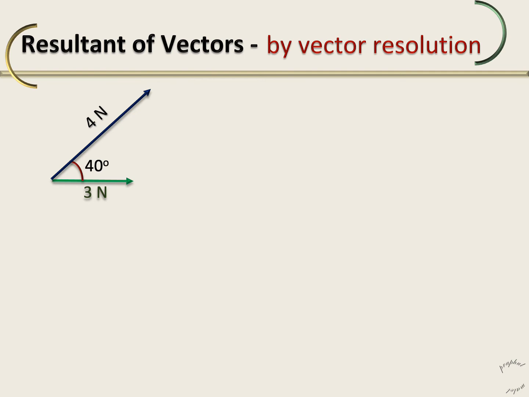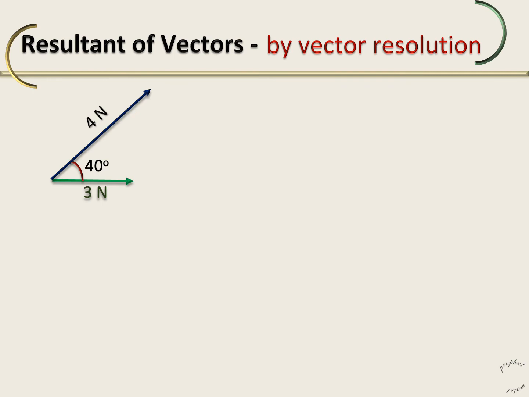You can split 3 or 4. Any vector you can split in any way you want. But always keep in mind the reason for splitting. What is our aim? Here the aim is to make the vectors either in the same line or perpendicular. So always keep in mind that we are going to make the vectors either in the same straight line or perpendicular to each other. For the simple case, I am splitting 4 Newton.